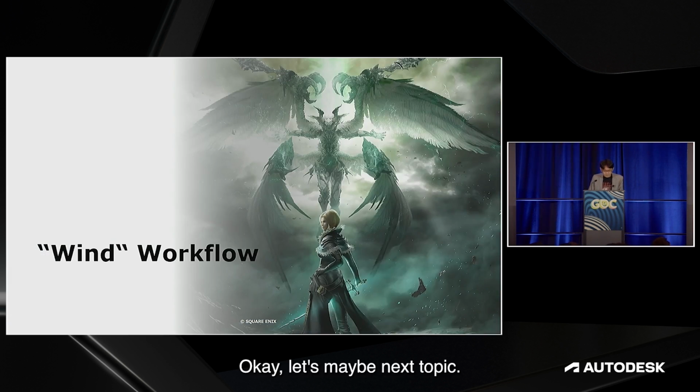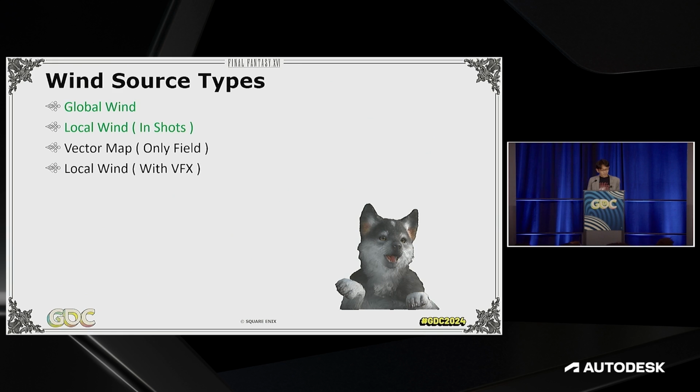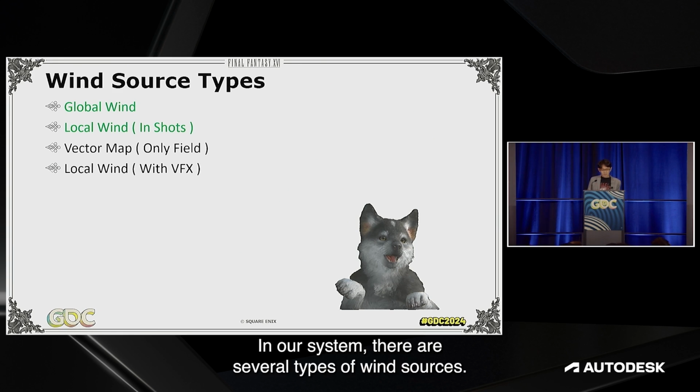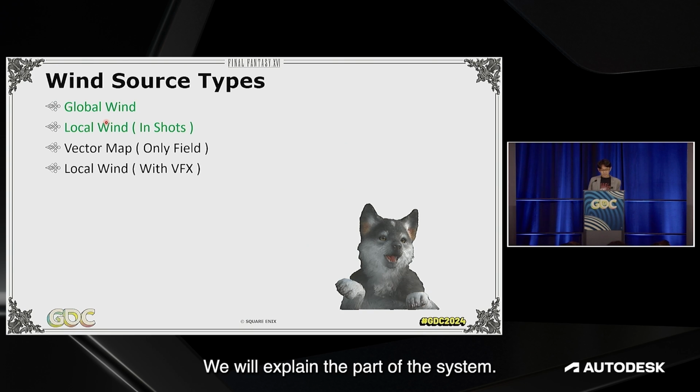Okay, let's move to the next topic. I will talk about the wind workflow. We have some types of wind. In our system, there are several types of wind sources. The green highlight will be part of the cut scene production process. We will explain that part of the system.